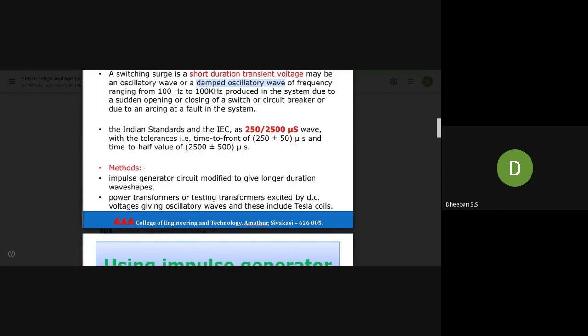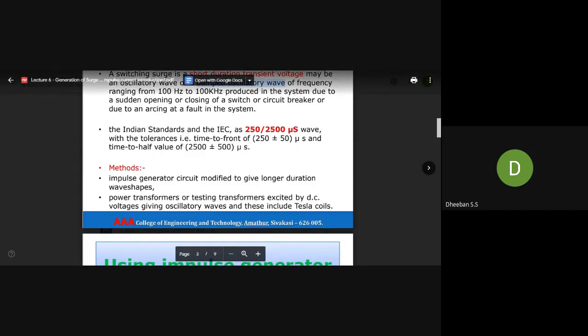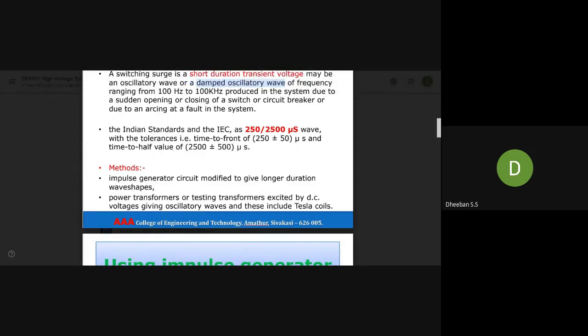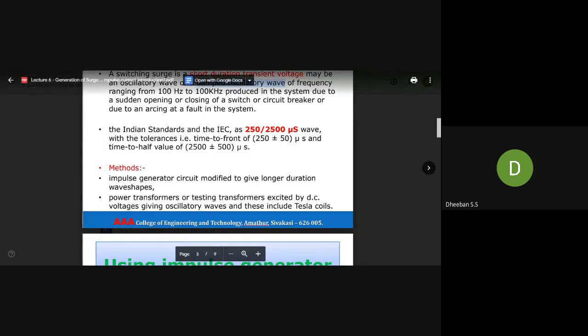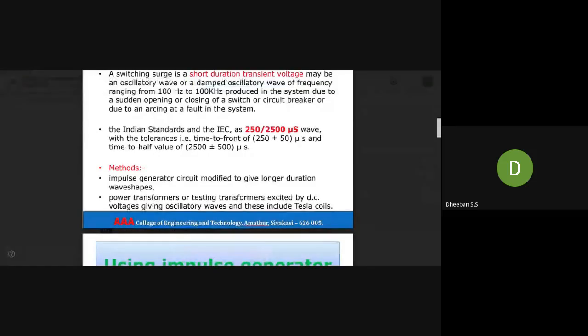The next method is power transformers or testing transformers excited by DC voltages, giving oscillatory waves, and these include Tesla coils. Using the power transformer, I'll be showing in the video how they generate this through the power transformers.